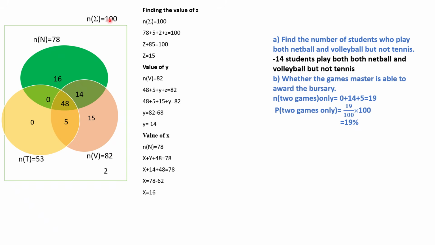100 is the universal, times 100. Now that we want that probability in percentage, and the answer is 19%. Look at that 19%, and then use it to give a conclusion. Now that is less than 50%, so our certificates will be awarded.